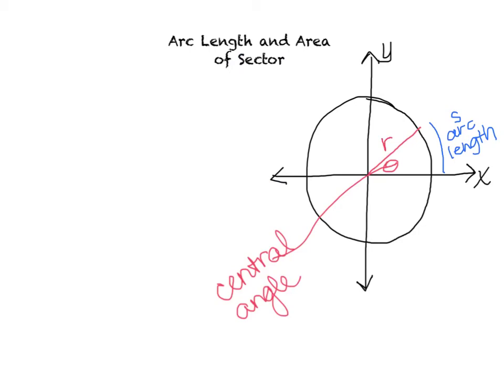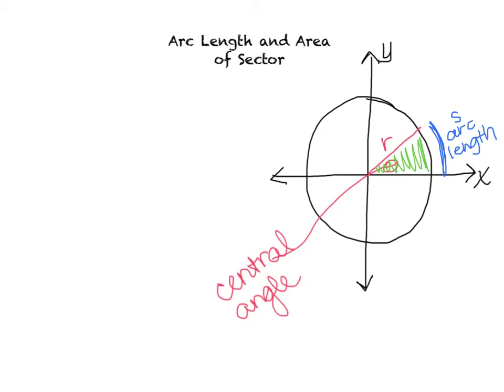Two old words from geometry last year are arc length and area of sector. So remember that a sector is actually a piece of the pie, like this green that I'm coloring in. The arc length is just the blue right here that gives me a piece of the circumference. So arc length and sector.